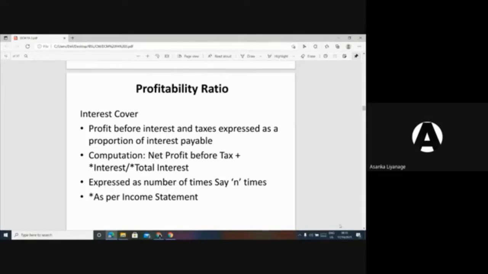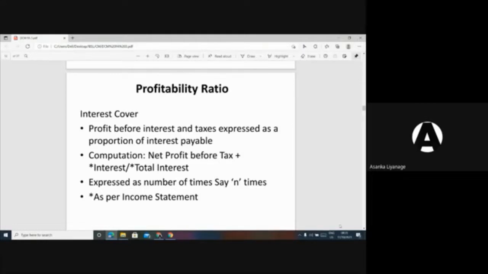How do you calculate? Take net profit before tax, add the interest, take the total, divided by total interest. This ratio is expressed as number of times. Normally we take interest expense given in the income statement.